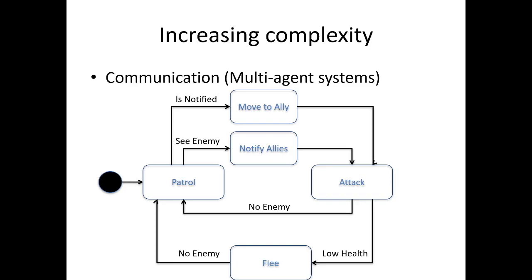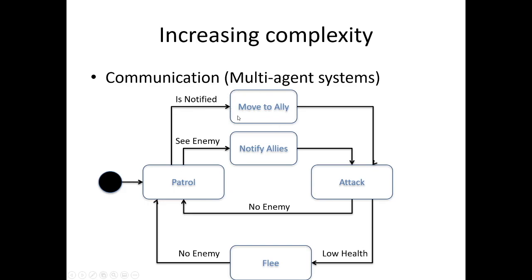This one takes a little more work than before, but again, the notion here is not too much different, right? So if we were to keep a list of our allies, or keep a notification, some way of noticing those targets, those actors that represent our allies, then when we see the enemy, we can set a variable in those other allies, an is notified checkbox. And so if at any time, while we're in our patrol state, is notified is set to true, we transition to a move to ally state.